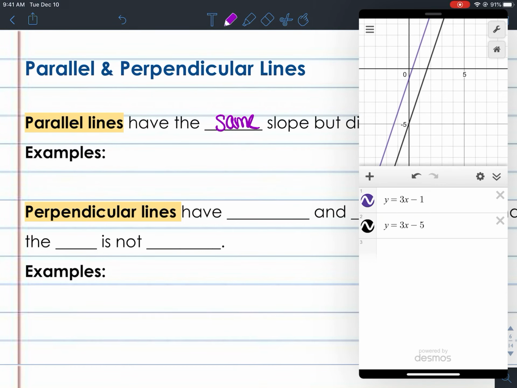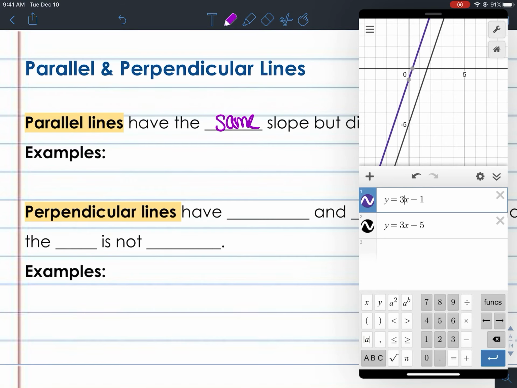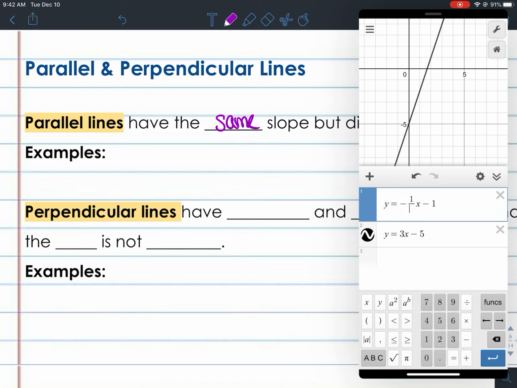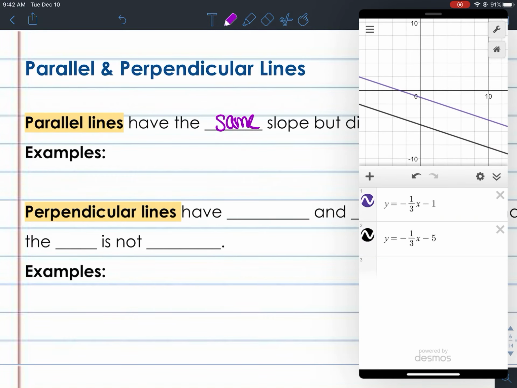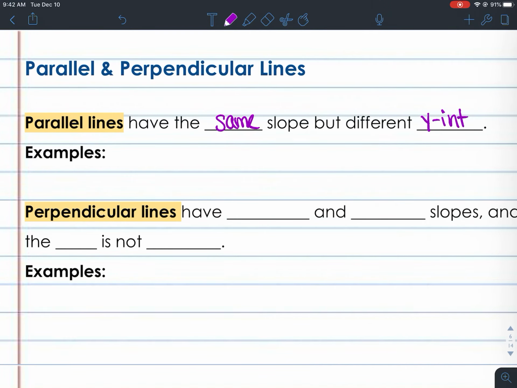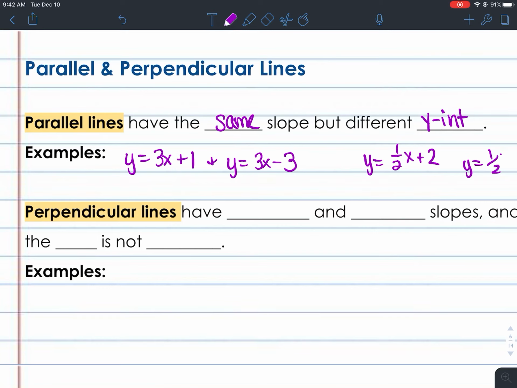So those lines will be parallel, and that's the pattern, regardless of whether, let's change it to maybe like -1/3, and then we'll do -1/3. So the y-intercepts are going to be different, but the slopes will always be exactly the same because they never intersect. Some examples would be y equals 3x plus 1 and y equals 3x minus 3, or y equals 1/2 x plus 2, or y equals -1/2 x.